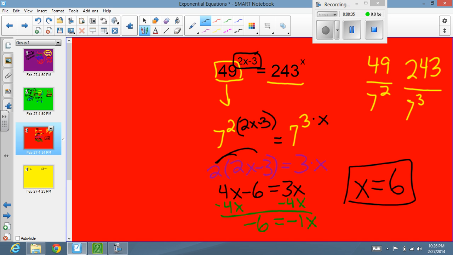Okay, let's double check and make sure this works. So I'm going to have 49 to the 2 times 6 minus 3 power equals 243 to the 6th power. Well, I'll let you go ahead and put that in the calculator, but those are going to be 2 huge numbers. Bottom line is, those 2 huge numbers need to be the same thing. So 6 is our answer. Create common bases if you can.